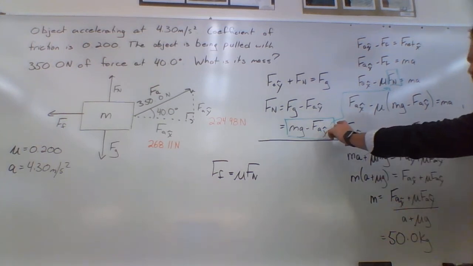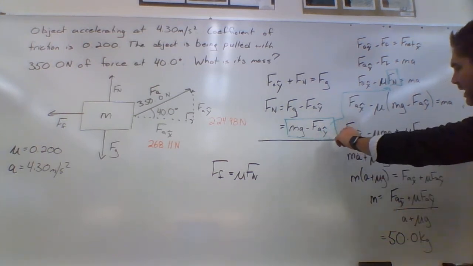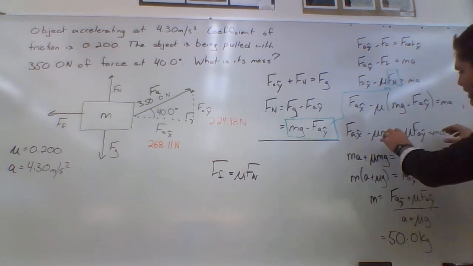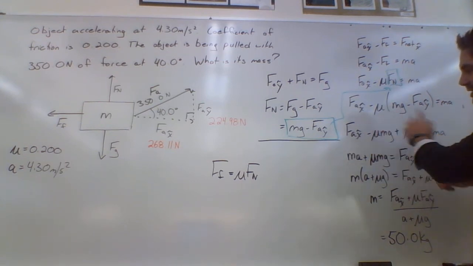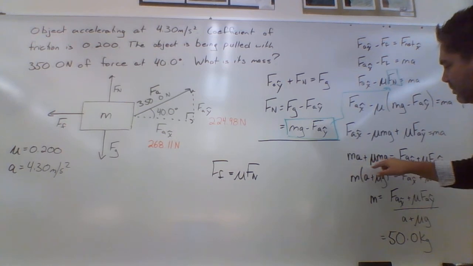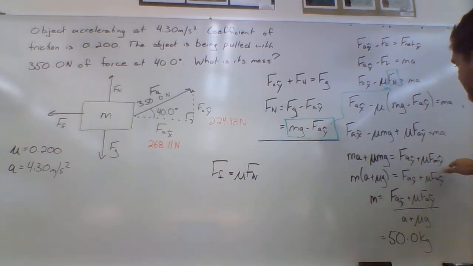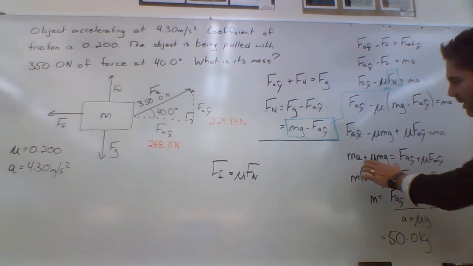I want to solve for m, so that's what I'm going to do. I have MA, I'm going to bring this over by adding plus mu mg to that side, and I actually just flop the equations over, so what was on the right is now on the left and vice versa. So it's MA plus mu mg equals FAX plus mu FAY, sorry. So there's the combined like terms.